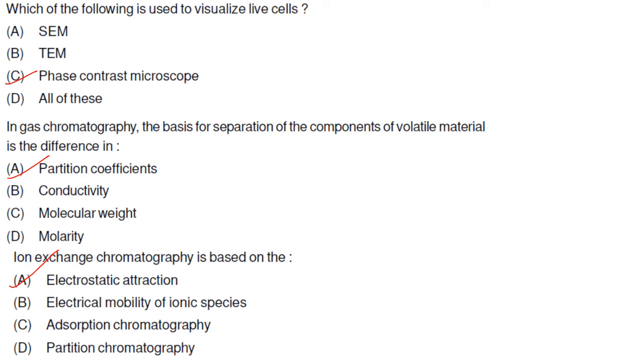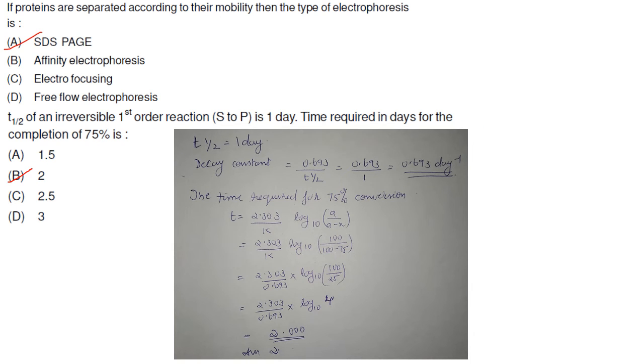Then ion exchange chromatography is based on the net charge of the protein, or on electrostatic attraction. Answer is option A. Then if proteins are separated according to their mobility, then the type of electrophoresis is. So in SDS-PAGE, the proteins are separated according to their electrophoretic mobility. So answer here is option A, that is SDS-PAGE.